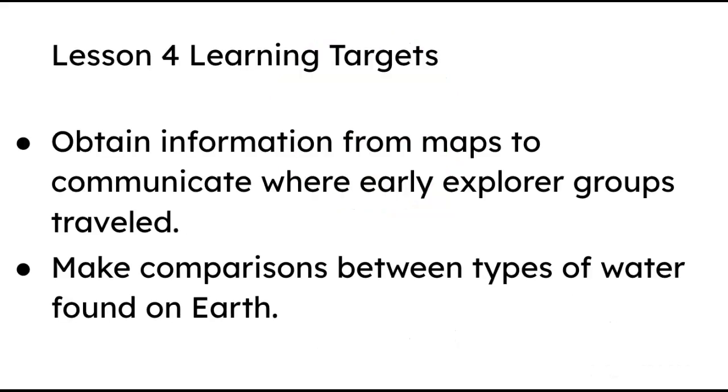By the end of this lesson, students will have obtained information from maps to communicate where early explorer groups traveled, and made comparison between types of water found on Earth. In Lesson 5, students will investigate different exploration vessels the early explorer groups used to get around.